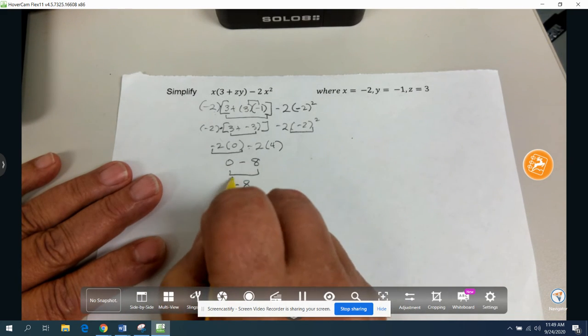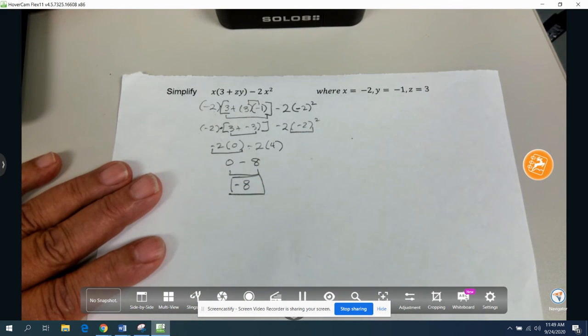I only saw one of those yesterday. I had a couple that had +8. But -8 is the answer.